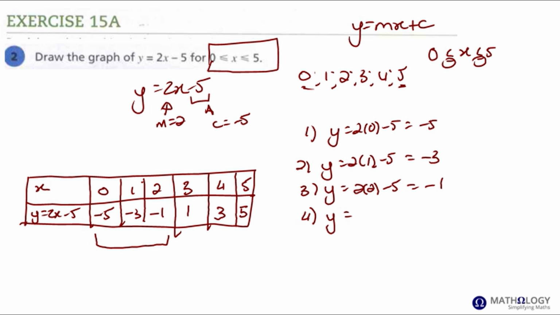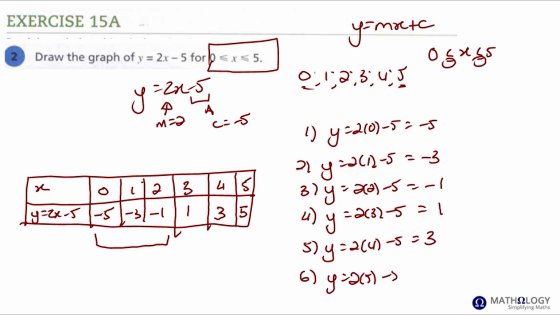The fourth value, where x is 3, is y equals 2 times 3 minus 5. 6 minus 5 is 1. Then the next value is x equals 4. 2 times 4 minus 5. 8 minus 5 equals 3. And then the last value is 5. Y equals 2 times 5 minus 5. 10 minus 5 equals 5.